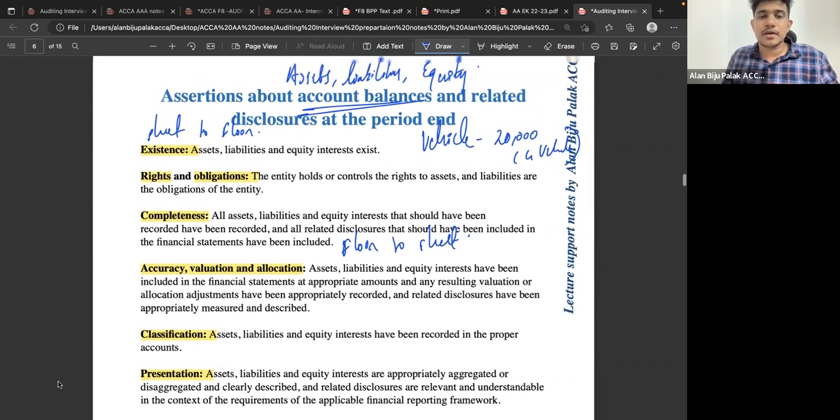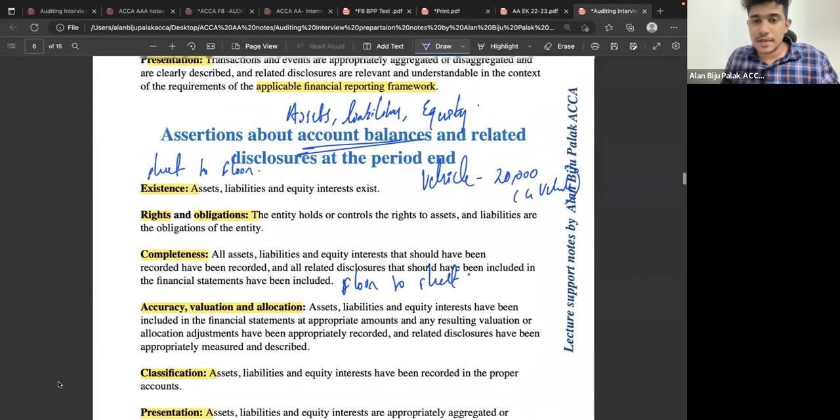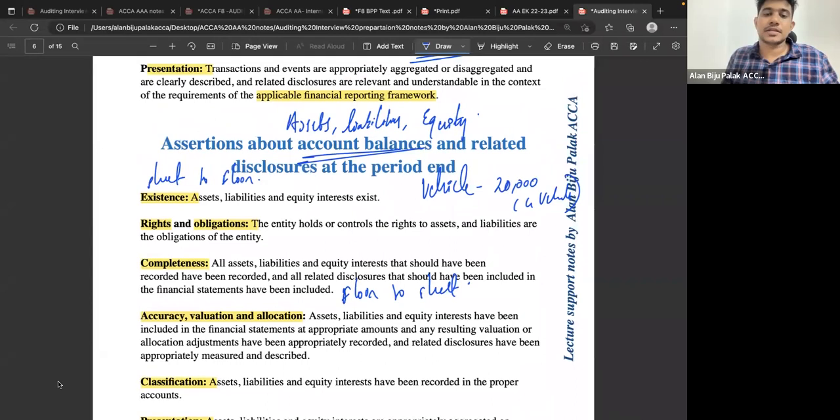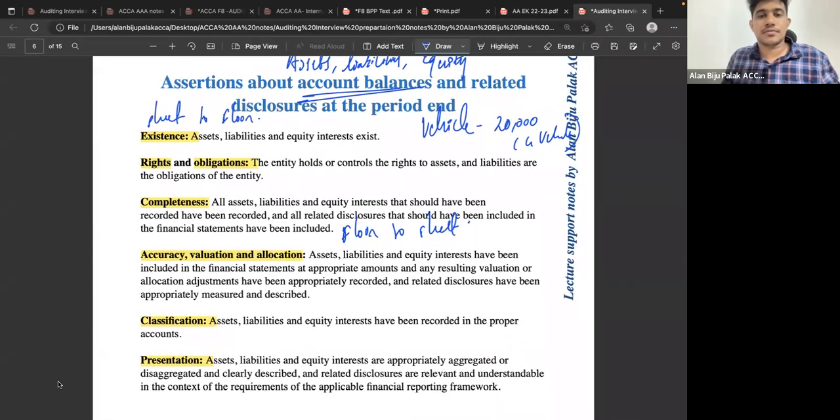So this is what you need to confirm regarding each of the assets, liabilities, and equity. The purpose of the substantive procedures in relation to all the assets, liabilities, and equity will be to confirm the existence of the assets, whether we have rights and obligations. Then we need to confirm whether the assets are completely recorded, whether the accuracy, valuation, allocation is correct, classification is correct, and presentation is correct. So this will be very useful while you answer the questions in relation to MCQs.